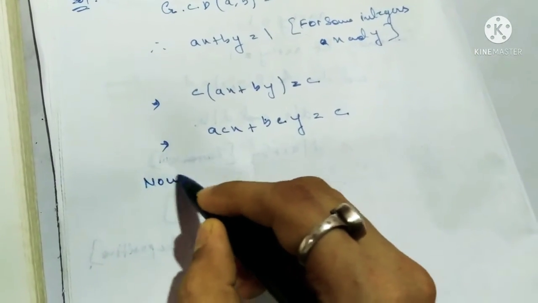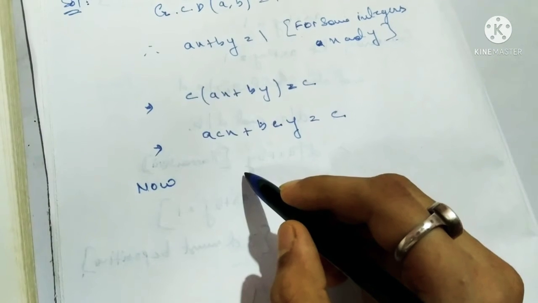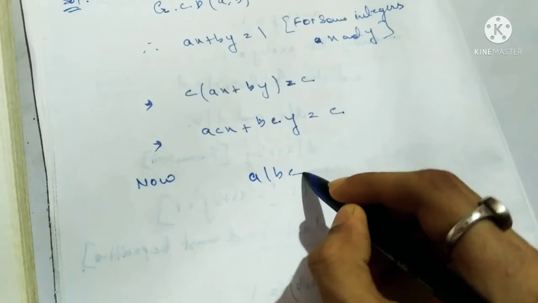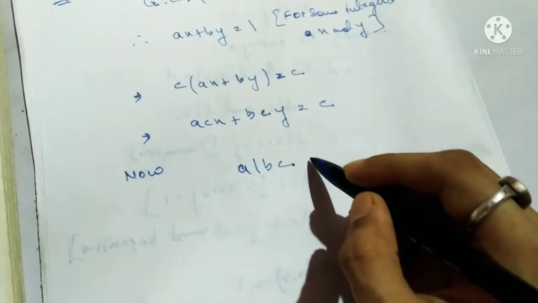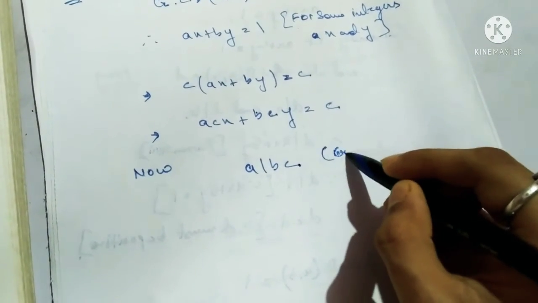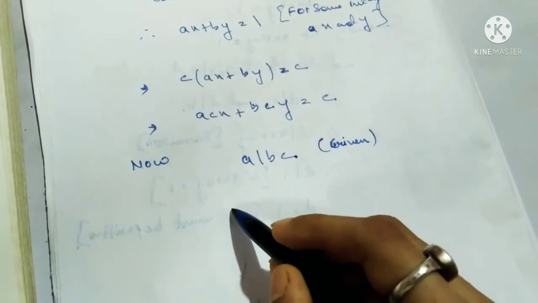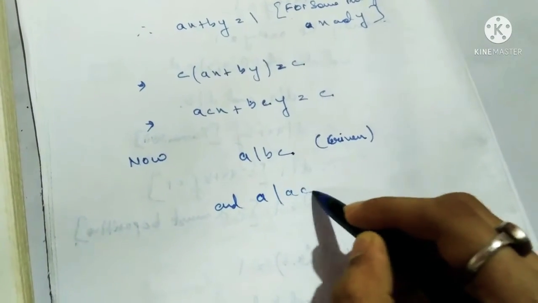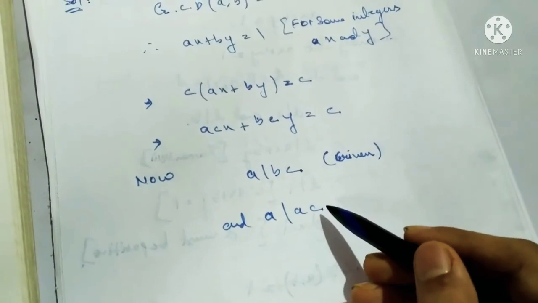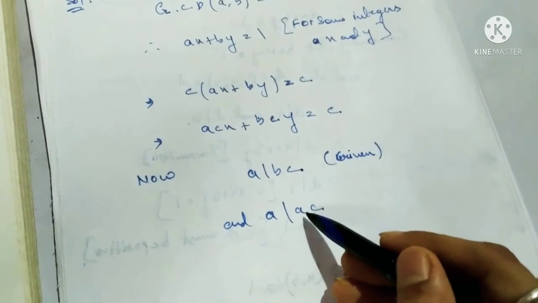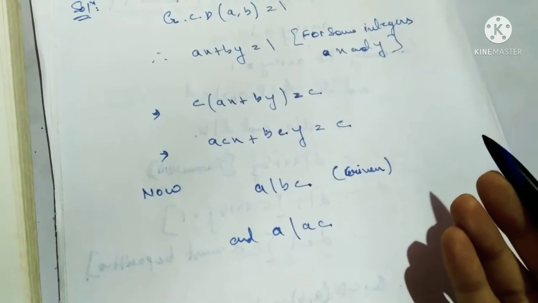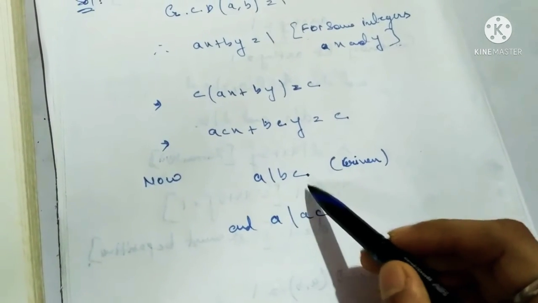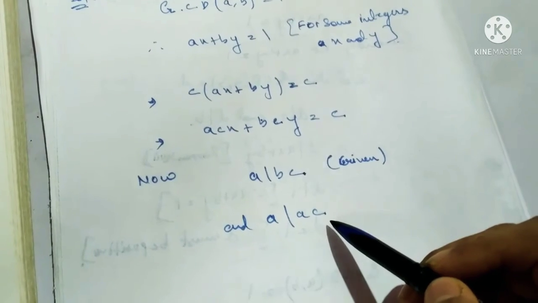So now you see A divides BC. This is our given. And A divides AC, because A is a factor there, A into C. A will divide it. So A divides BC and A divides AC.